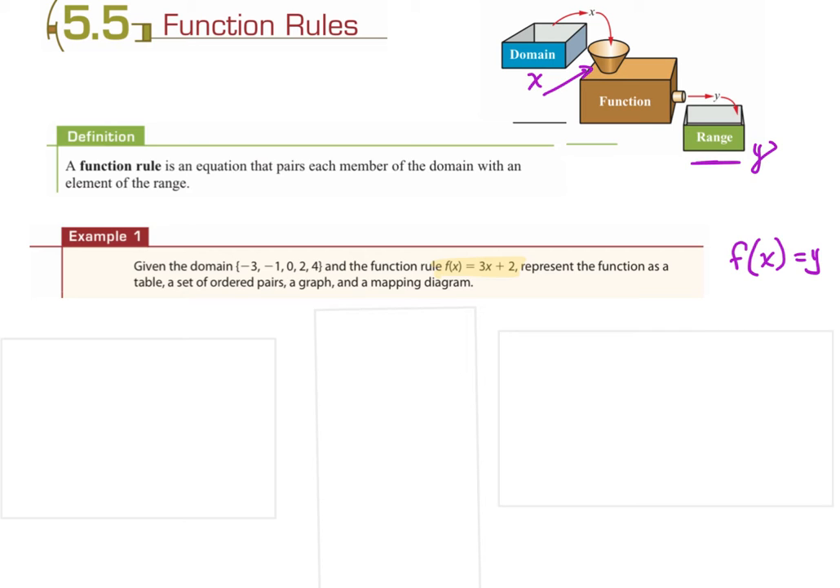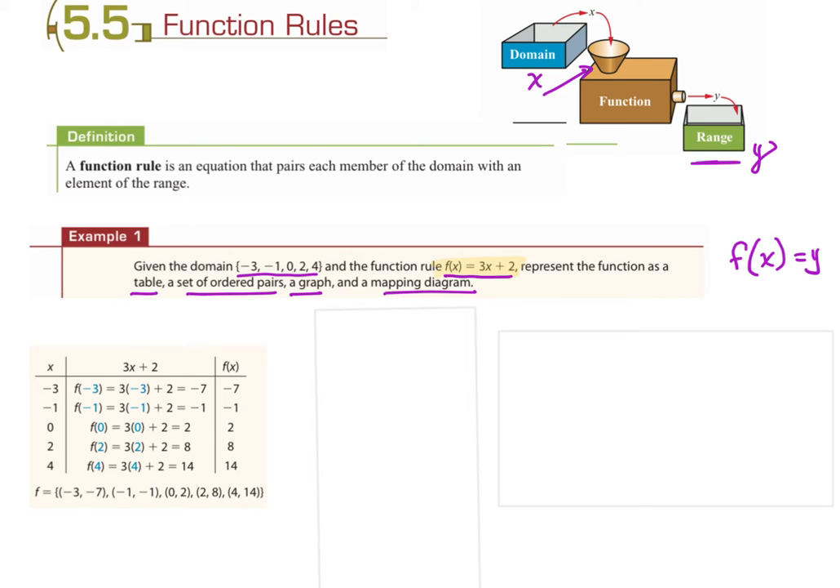And so it's telling us, given the domain, or the x values, of -3, -1, 0, 2, and 4, and the function rule f of x equals 3x plus 2, represent the function as a table, a set of ordered pairs, a graph, and a mapping diagram. All right? So how do we do this? Well, we've done this before. The first way is to set up this table here. We have our x values that they actually gave us, -3, -1, 0, 2, and 4. We have the function 3x plus 2.